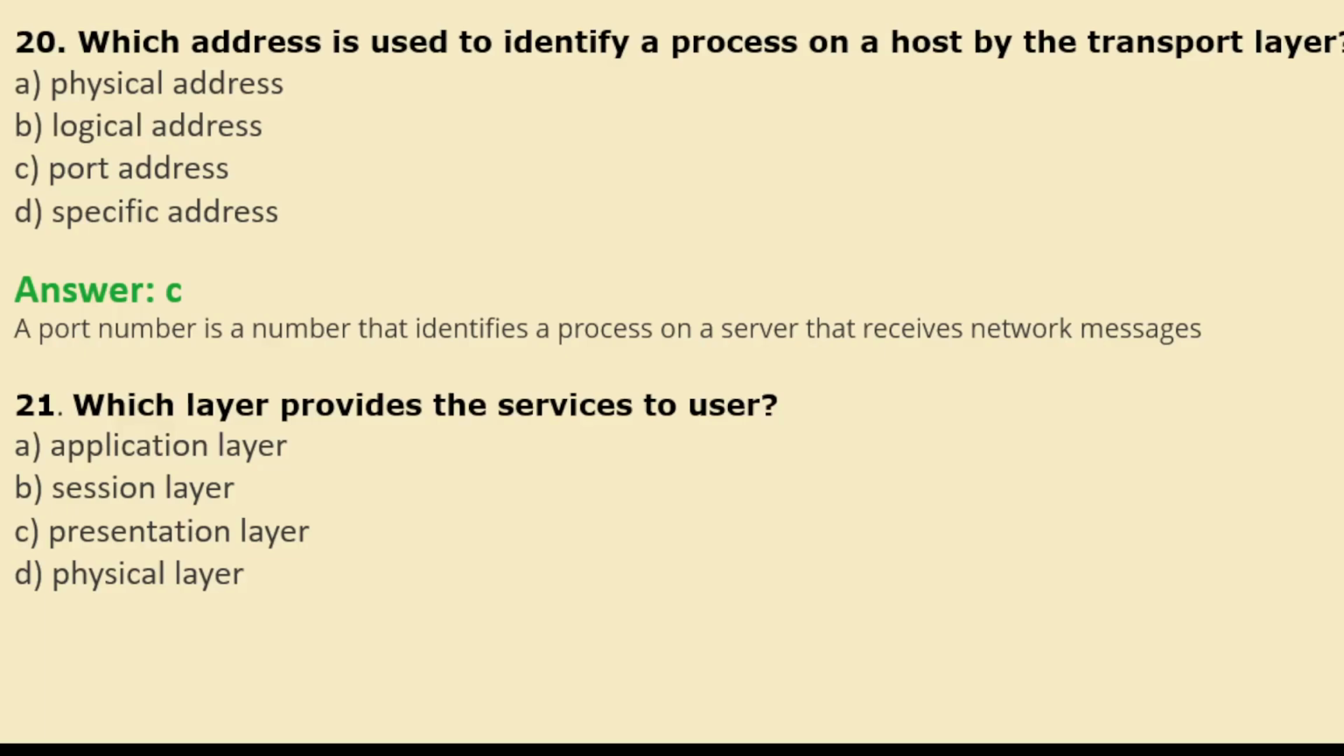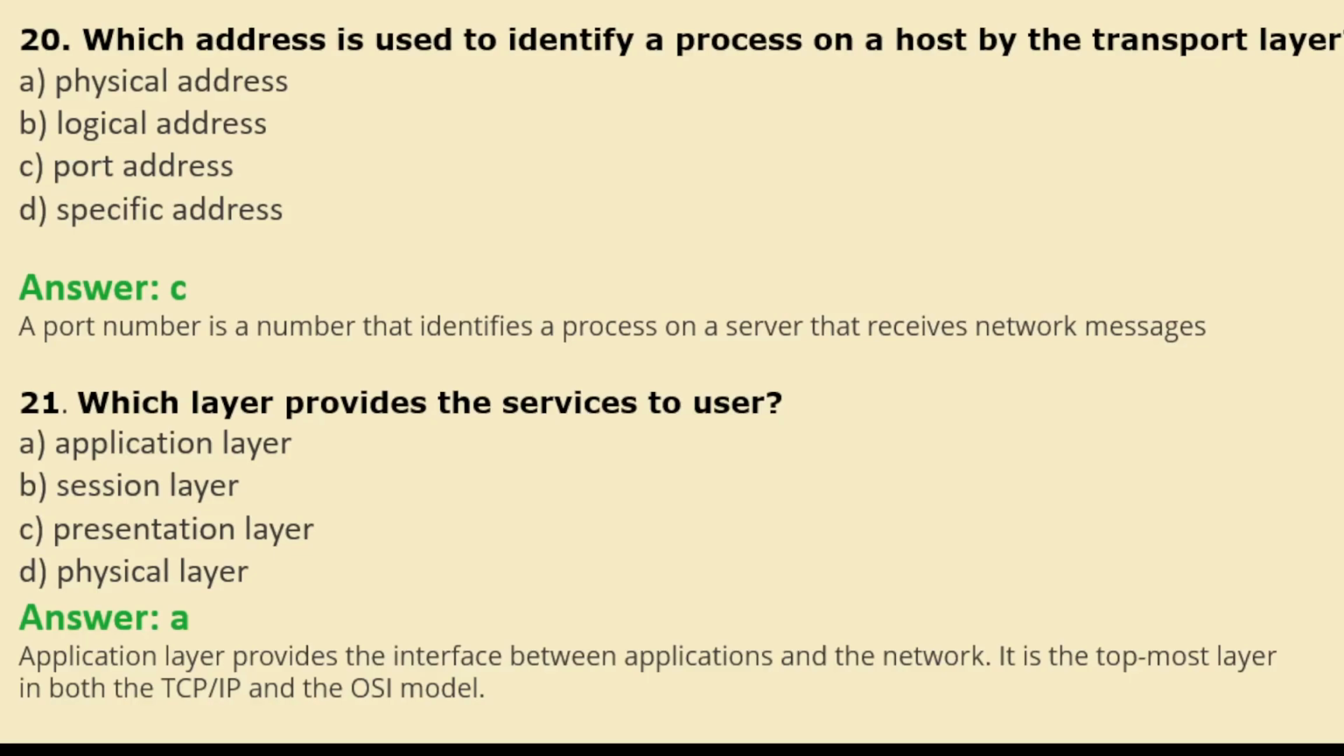Next question is, which layer provides the services to the user? A. Application layer, B. Session layer, C. Presentation layer, D. Physical layer. So the correct answer is A. Application layer. This provides the interface between applications and the network. It is the topmost layer in both the TCP/IP and OSI model.